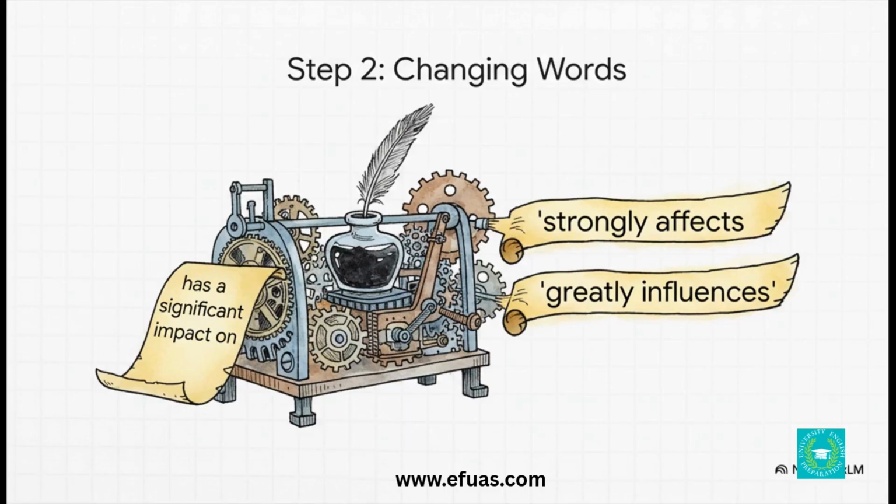The phrase has a significant impact on is more general, so we can definitely change it. We could use synonyms like strongly affects or greatly influences. But, and this is important, this is not a complete paraphrase yet. Why? Because the sentence structure is still exactly the same.